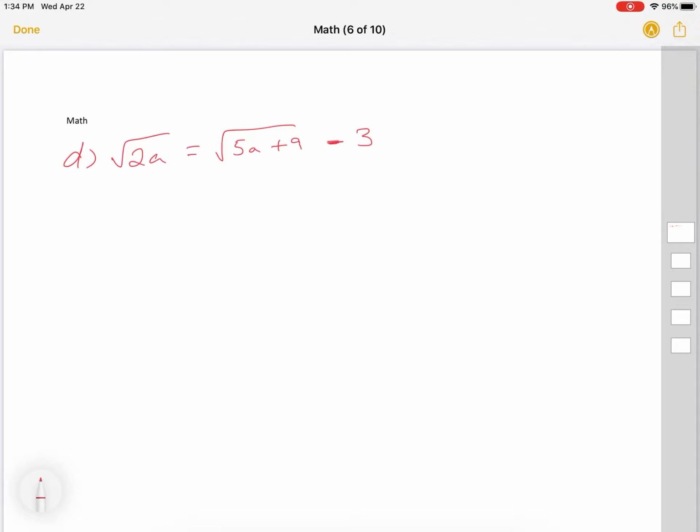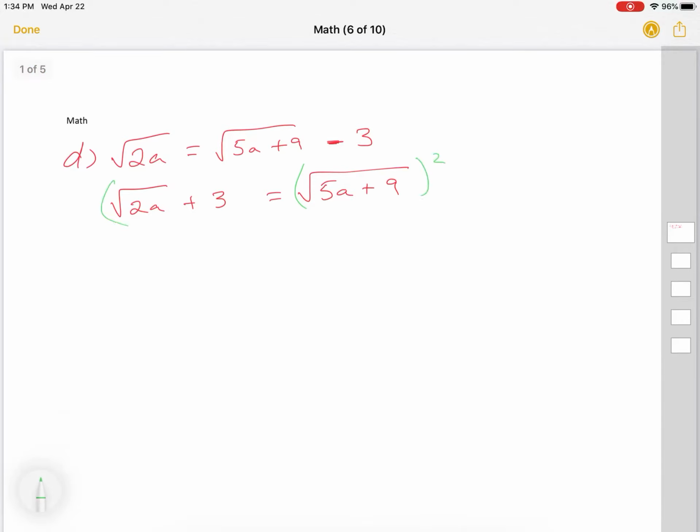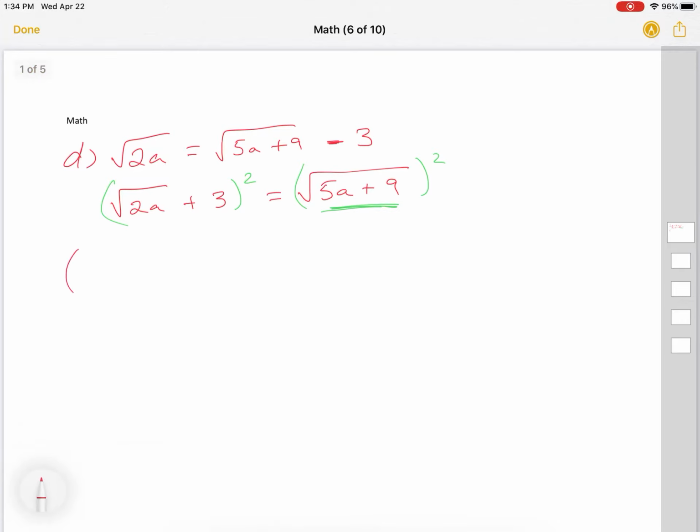We're going to move this minus 3 over to the other side so that we just have the root 5a plus 9 on the one side. So we'll do that by adding. And we get root 5a plus 9 here. Now the next step we're going to do is square both sides so we can get rid of the radical. At least we'll get rid of one of them. We'll get rid of the one on this side. Okay, this is a multi-step one.